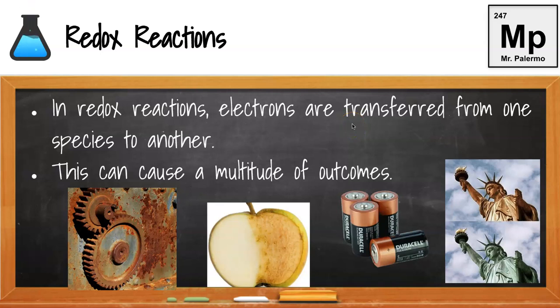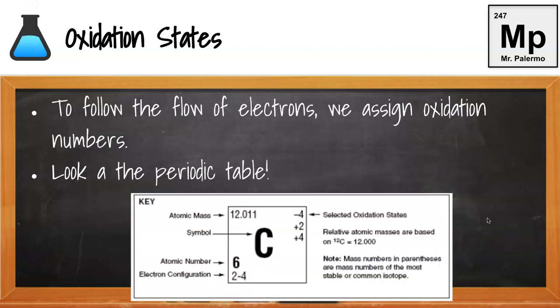And this can give us a multitude of outcomes, such as why things rust, why apples turn brown, how we get electricity from batteries, or even why the Statue of Liberty is no longer this color. And so to follow that transfer or that flow of electrons, we assign what's called an oxidation number or oxidation state. And that's listed in the upper right-hand corner of the element boxes on the periodic table. These should look familiar because these are going to be equal to the charge we had in the previous lesson for our ionic compounds.